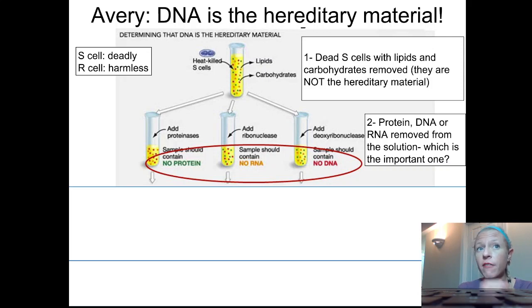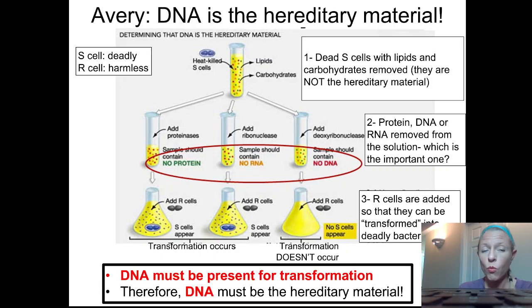So what did they find happened? Well, they found that if you add R cells to all of the tubes, the tube that didn't have DNA, we don't see transformation occur. We just see R cells. And in the tubes that did have DNA, so those without RNA or without protein, transformation occurred. So this means that DNA was present in each of those tubes, and therefore DNA is the hereditary material.